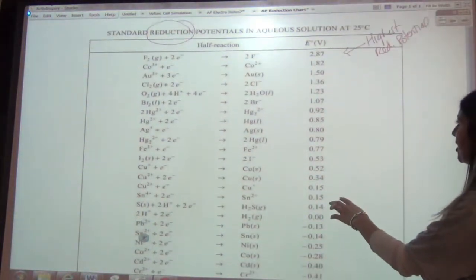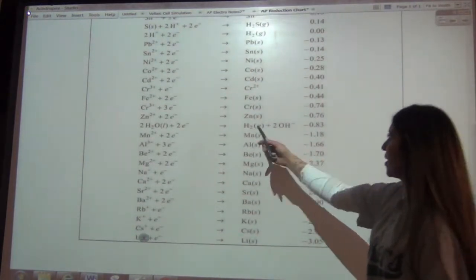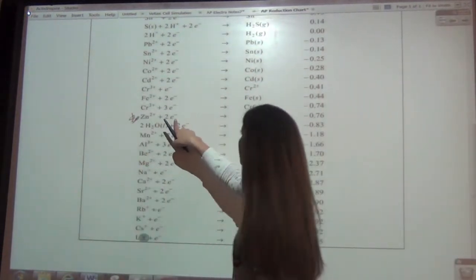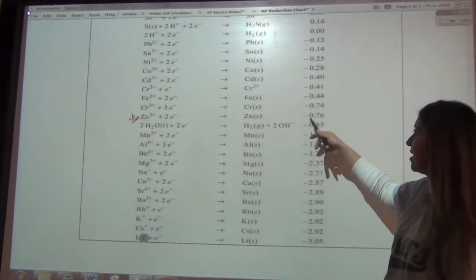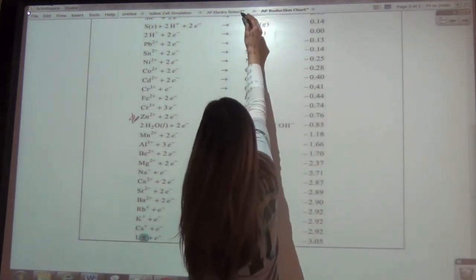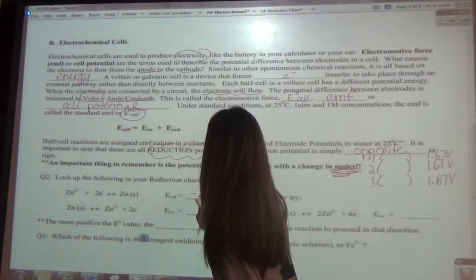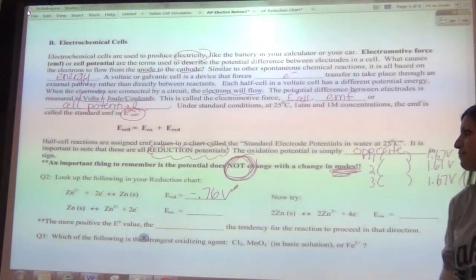So in this case here, we can try to find zinc, and I see zinc right here, down here on the chart. And it's in the same exact order. It says Zn2+ plus 2 electrons yields Zn solid. And there's a reduction potential. It says negative 0.76. So let's just write that down. It says negative 0.76 volts, and the whole chart is in volts.